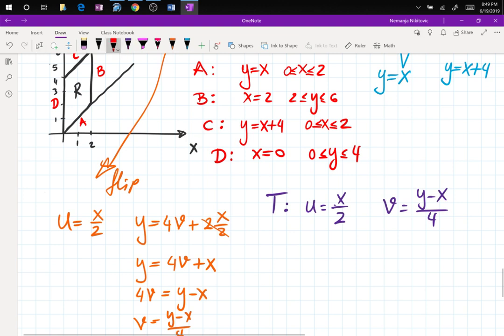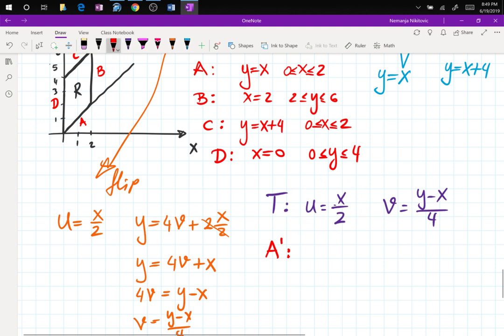So let's go with A prime. I have to transform the regions. I don't know the limits for my double integral if I don't transform the region and draw the picture for it. I must transform the region, and then I know the limits for the double integral. So A prime, y is equal to x. Okay, y is equal to x.